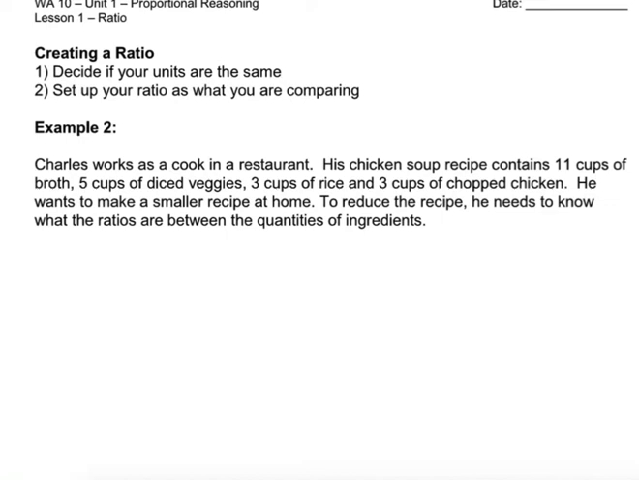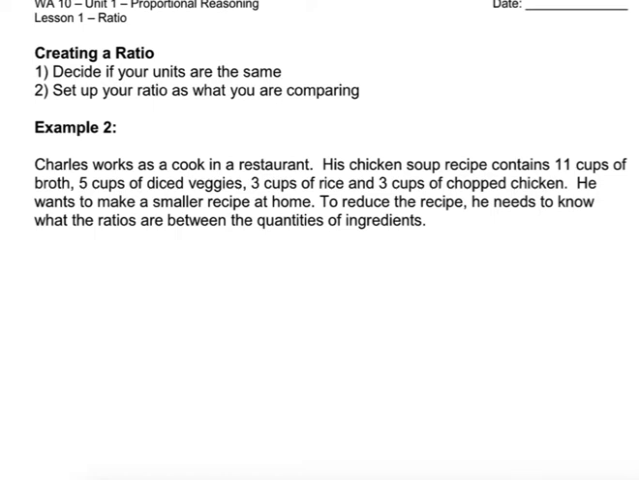So Charles works as a cook in a restaurant. His chicken soup recipe contains 11 cups of broth, 5 cups of veggies, 3 cups of rice, 3 cups of chopped chicken. He wants to make smaller recipes at home. To reduce the recipe, he needs to know what the ratios are between the quantities of ingredients. So first thing we need to figure out is what the total amount of ingredients is. So we're going to make ourselves a little chart here.